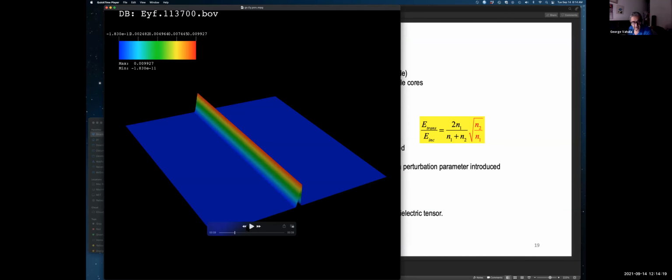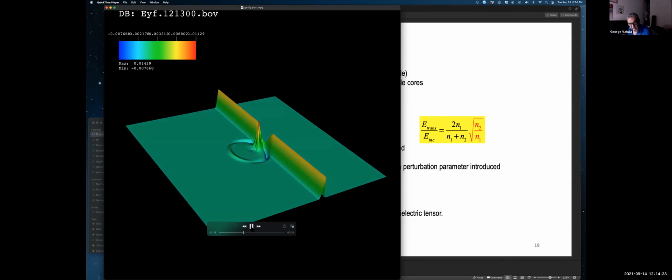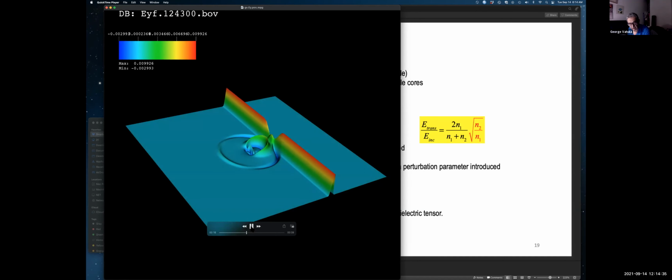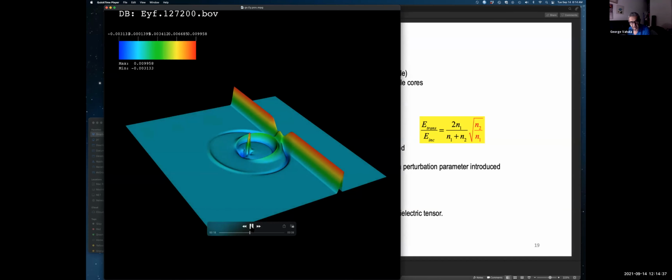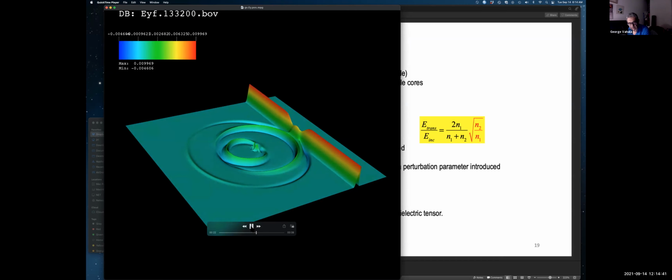And finally, here's a movie of this pulse propagating against the cylinder dielectric, the sharp one. And so around 16, there's the interaction. These spikes are basically due to, I think, the focusing of the beam in the corners of the dielectric cylinder.